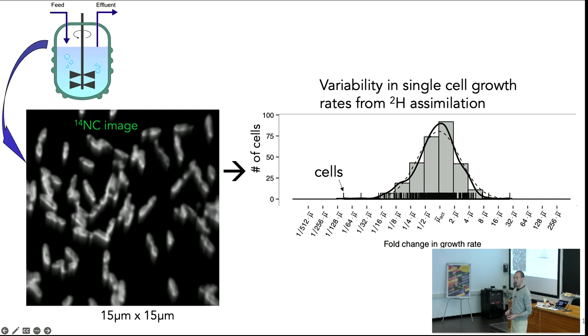And then you wait some time, and then you take them out? Yeah. Chemostat, steady state, switch over to isotope, wait. In this case, it was half of a doubling time, and then take out a little bit, and then go to the SIMS.